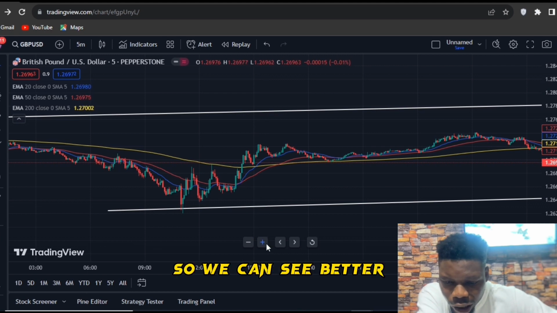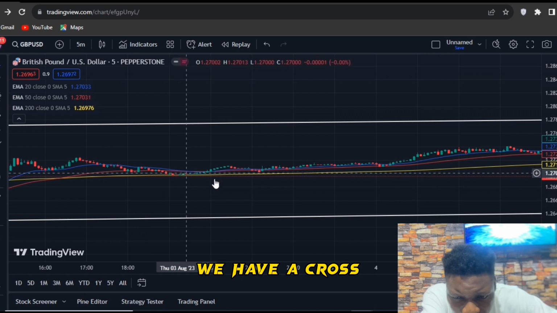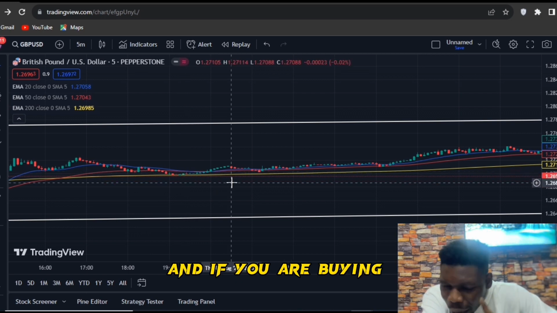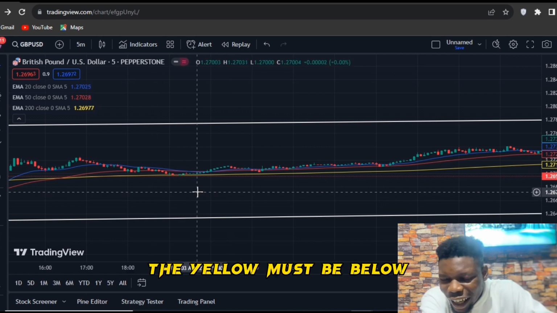Let's zoom in so we can see better. What can we see here? We have the cross, and if you are buying, the blue must be above, and the yellow must be below.